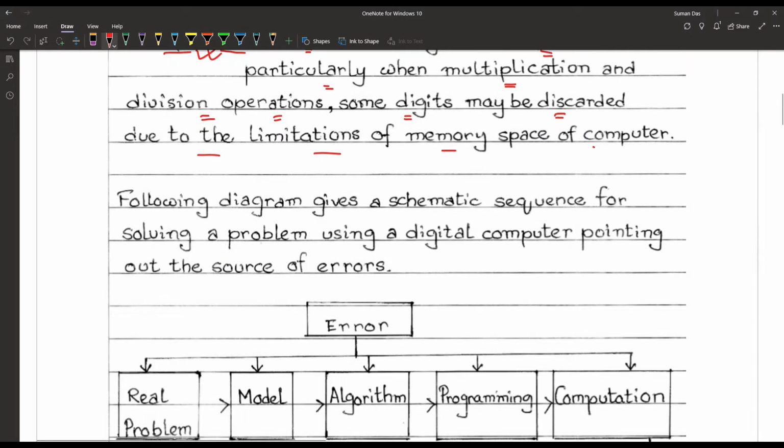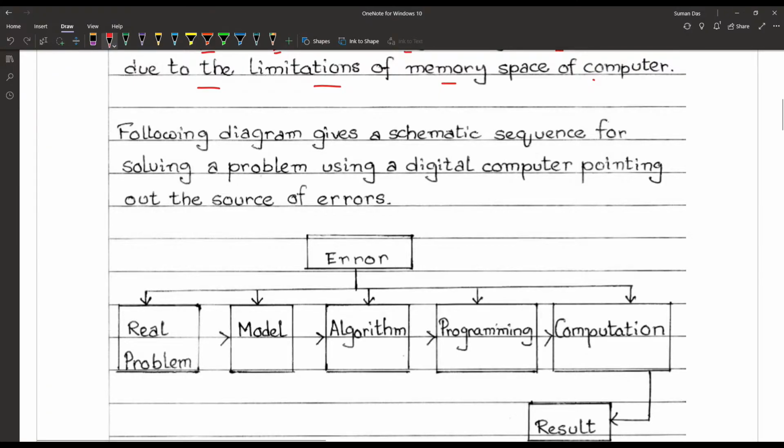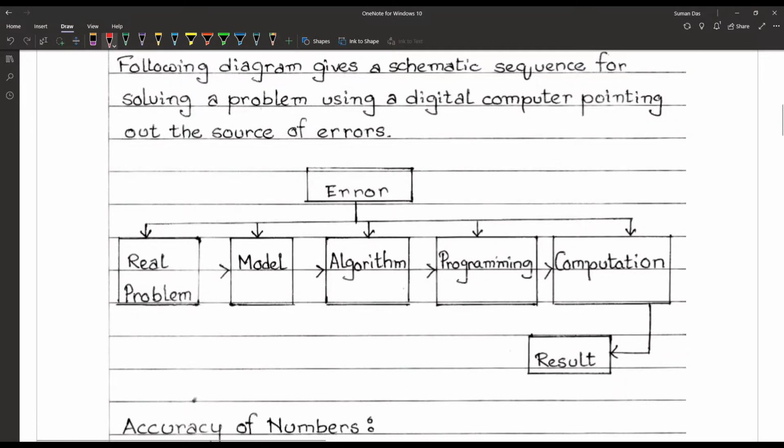Now we are proceeding with a diagram, the schematic sequence for solving a problem using a digital computer, pointing out the sources of errors. So where can the error be generated? The first one, real problem. That is the input error, or the error is already inherent in the real problem. Then whatever model we generate is already containing the error. So there may be some error.